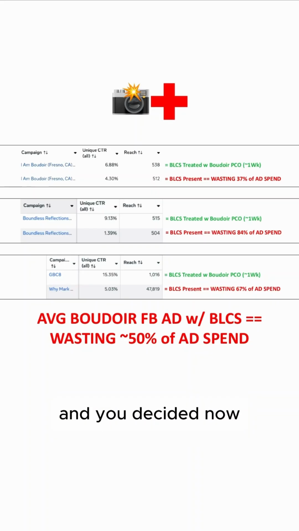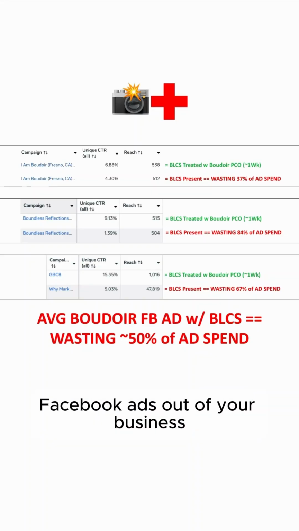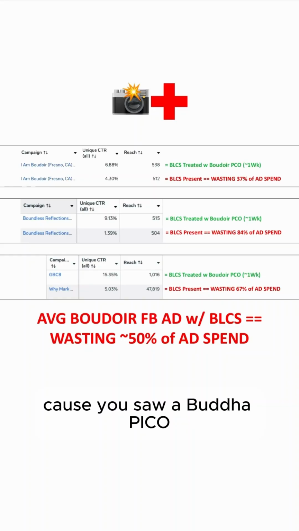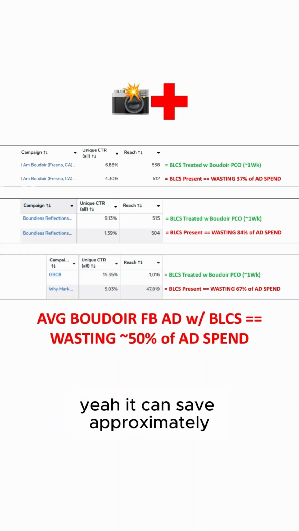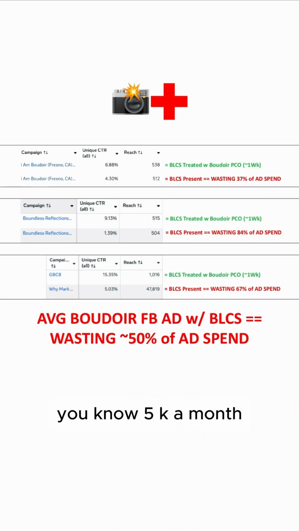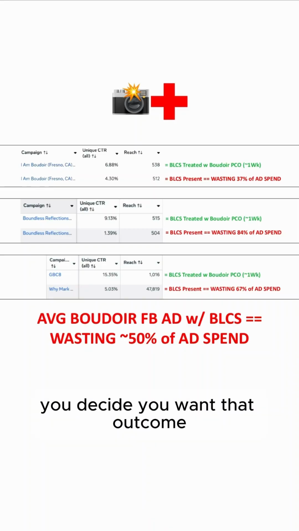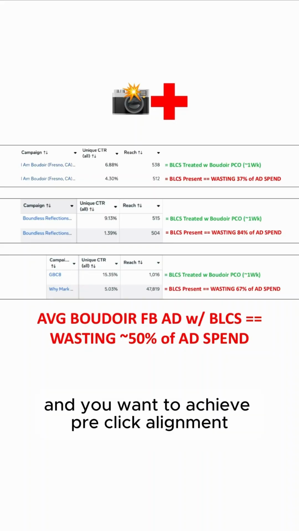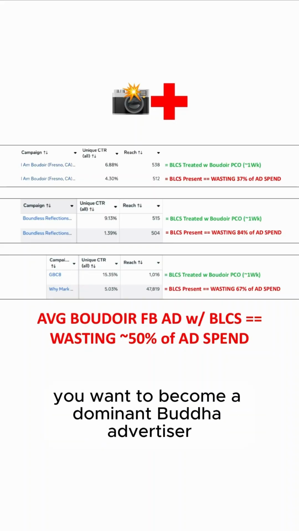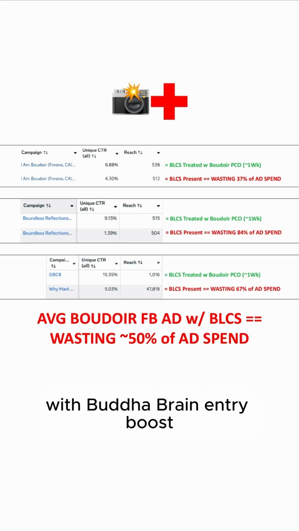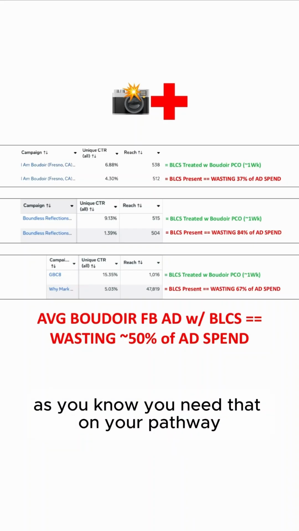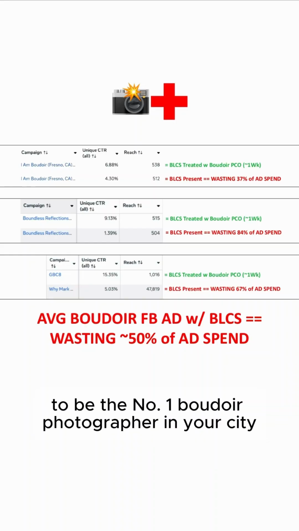You decided now you're finally ready to optimize the Boudoir Facebook ad side of your business because you saw with Boudoir Pico that yes, it can save approximately 5K a month. Put that back in your pocket so it's not being wasted. And approximately 60K over the next year. You decide you want that outcome, and you want to achieve pre-click alignment. You want to become a dominant boudoir advertiser with Boudoir Brain Entry Boost. As you know, you need that on your pathway to be the number one boudoir photographer in your city.